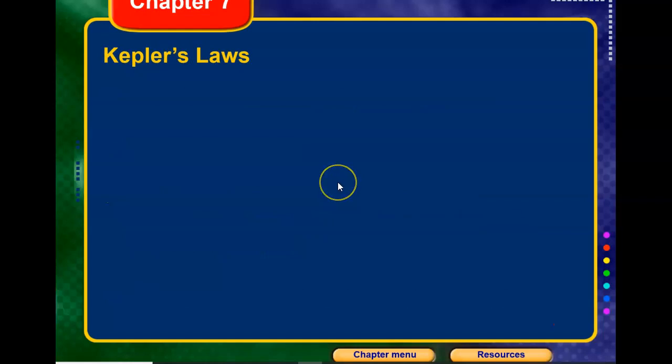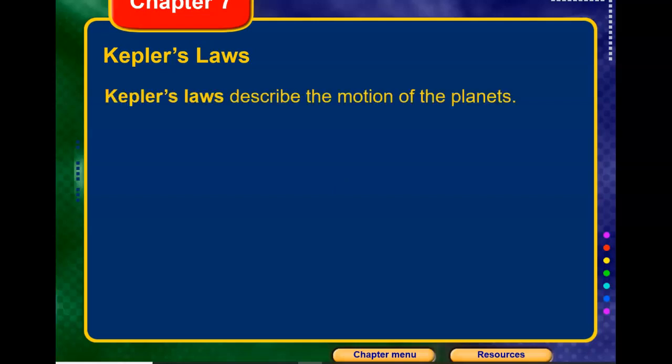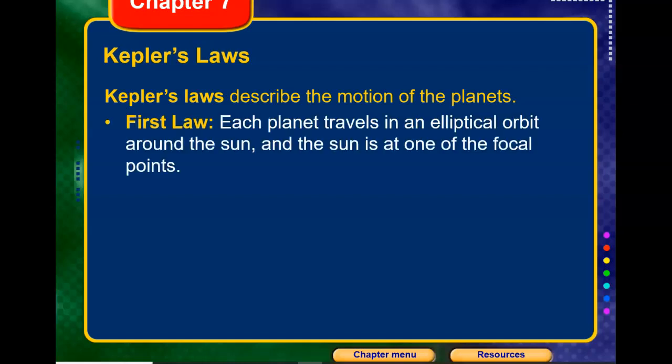So a guy named Johannes Kepler, after doing many observations, came up with 3 laws of planetary motion. The first law is that planets travel around a star in an elliptical orbit, and the star, or in our case, the sun, is at one of the focal points. So an ellipse, if you remember from math class, is an object that has 2 focal points and an area sweeps around it.